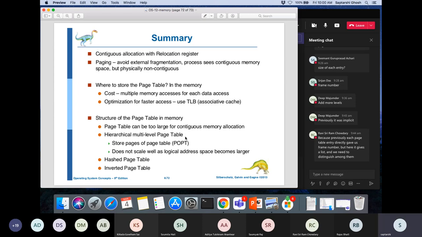How much more? We talked about 2 to the power 32, 2 to the power 64 logical address space. How much is 2 to the power 64 bytes? Can anyone tell? Say in terms of GB. How many GBs?